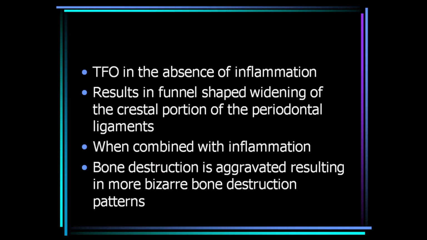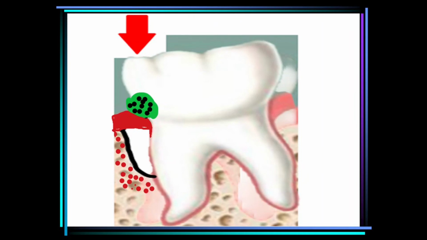Trauma from occlusion in the absence of inflammation results in funnel-shaped widening of the crestal portion of the periodontal ligament. When combined with inflammation, bone destruction is aggravated, causing a more bizarre bone destruction pattern. We have seen trauma from occlusion in the absence of inflammation. Now we will discuss trauma from occlusion in the presence of inflammation. We can see the forces are increased. With the red arrow, I have tried to show that the forces are increased. Moreover, the forces are not uniformly distributed, and plaque accumulation is also there.